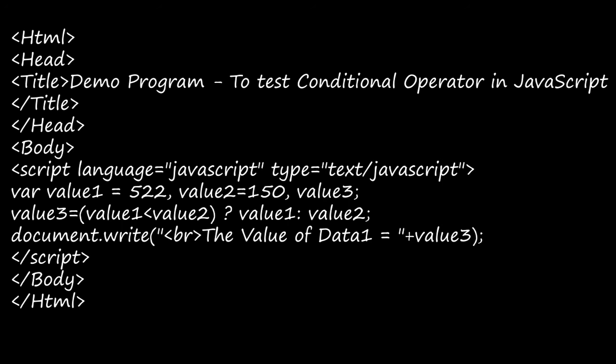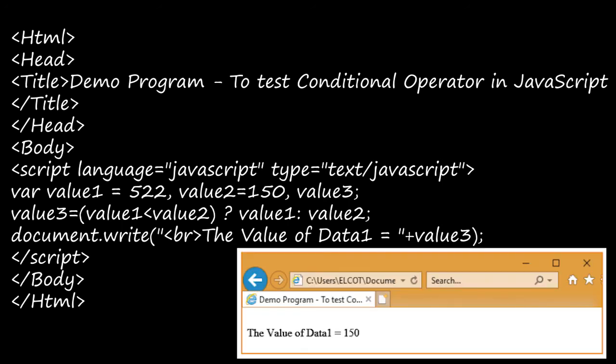Here you can see the output inside the document.write line. We have used, inside double quotes, the br tag. So break, we'll get it in a new line. The value of data 1 is equal to that much will be displayed, and then value 3. What is value 3? Here this condition is false, so value 2 will be displayed. So what is the value 2? 150. So 150 will be displayed here, right?